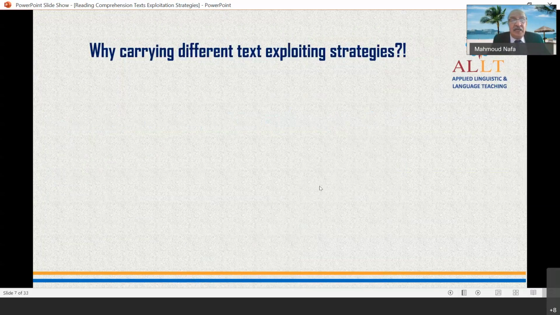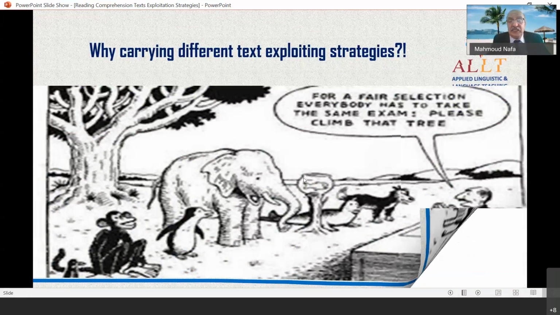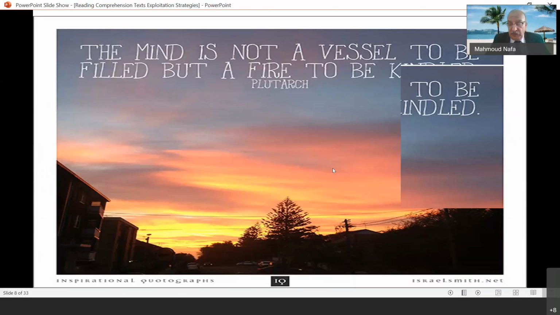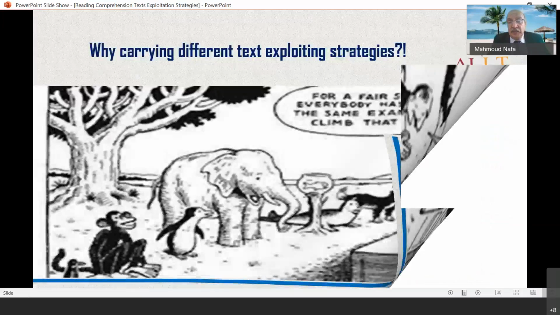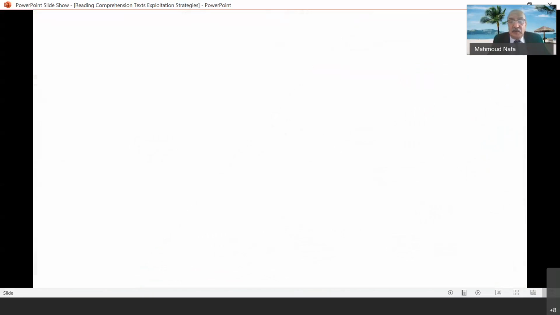Why carry out different text exploitation strategies? Now, with great respect to our students, look at these creatures. Suppose we ask them to do one mission. What will happen if we tell all these creatures to climb the tree? Will they climb it with the same ease, at the same pace, at the same psychological readiness? Of course not. So we have to deal with our students as different creatures, with respect to them.